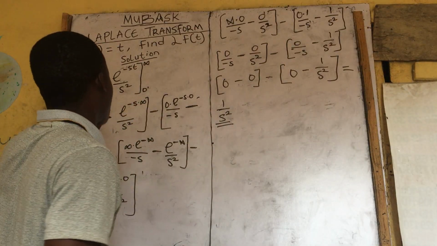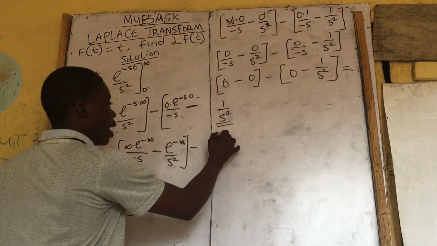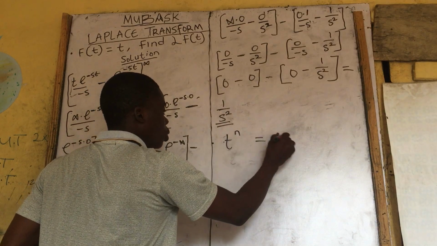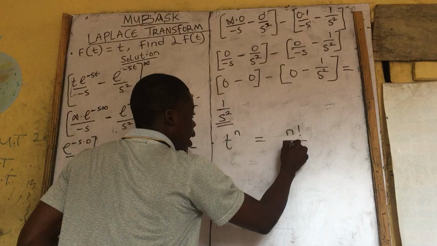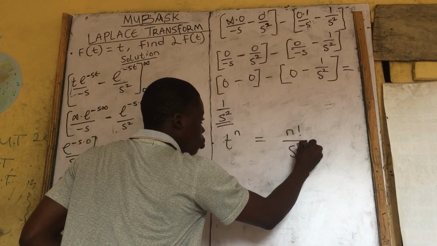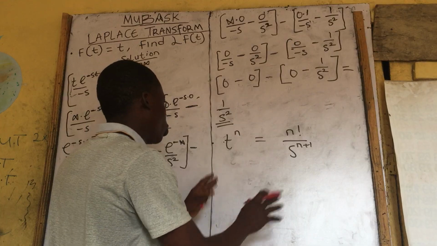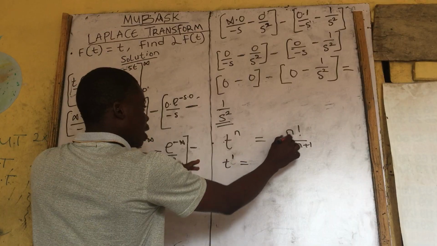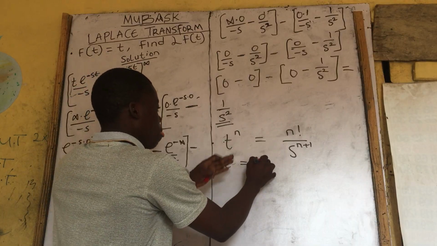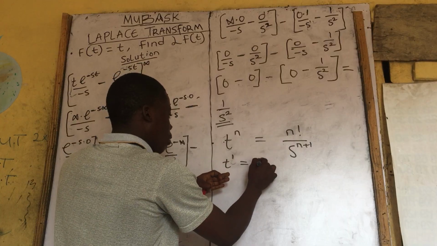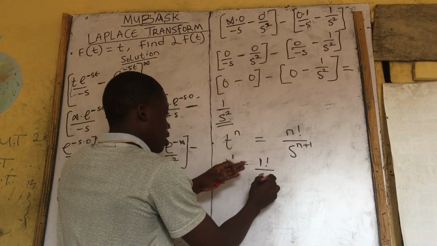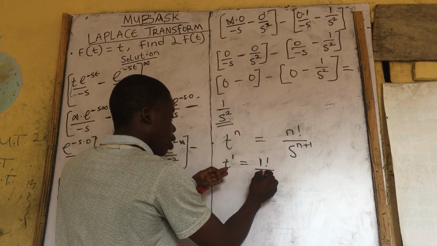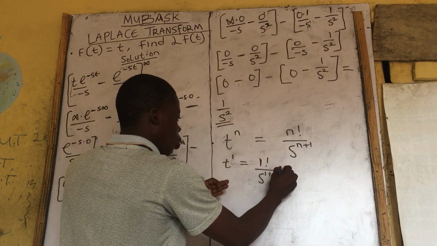From the Laplace transform table, we say that the Laplace of t raised to power n equals n factorial divided by s raised to power n plus 1. We want to consider whether our answer is correct or not. So our t raised to power 1 means n is equal to 1. So 1 factorial divided by s raised to power n plus 1. What is our n? Our n equals 1, so 1 plus 1.